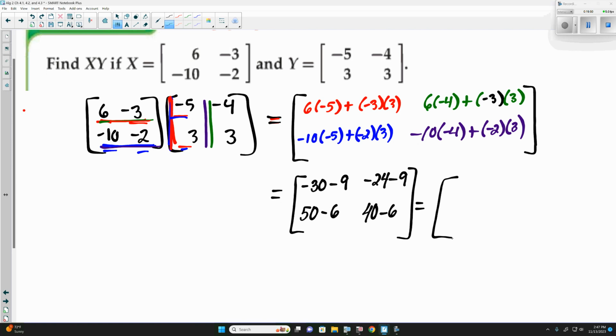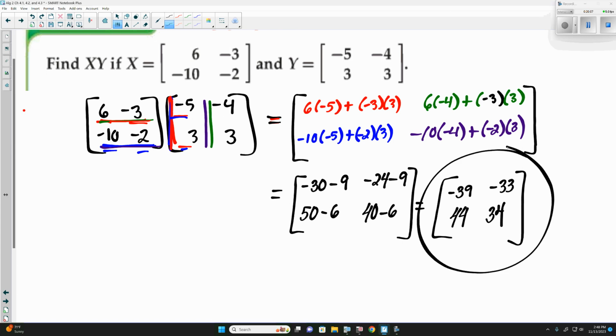Lastly, -30 minus 9 is -39. -24 minus 9 is -33. 50 minus 6 is 44, and 40 minus 6 is 34. Over, down, over, down.